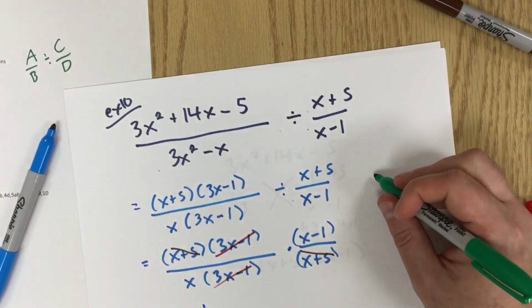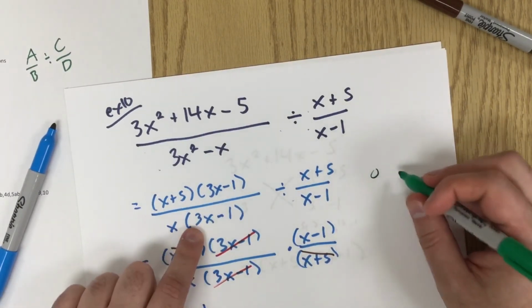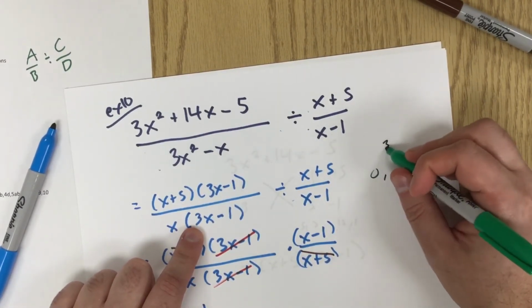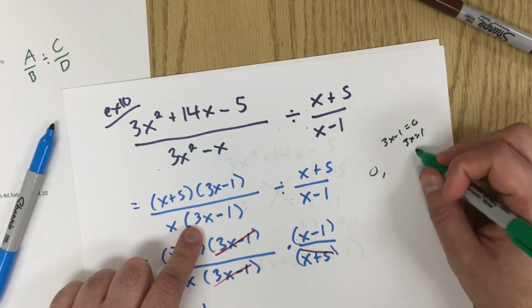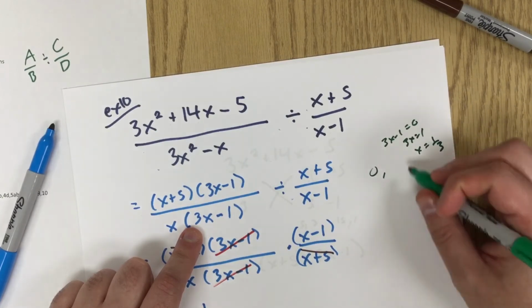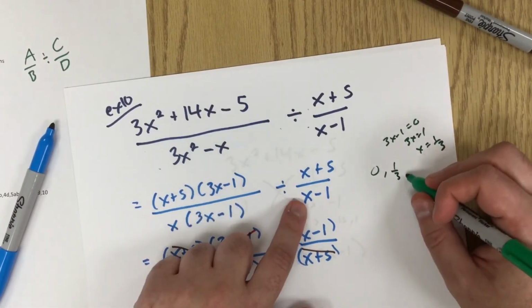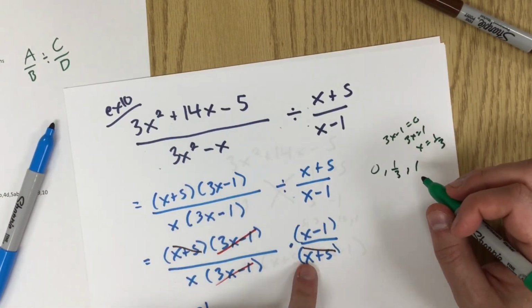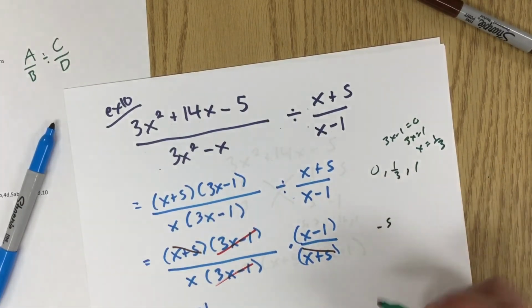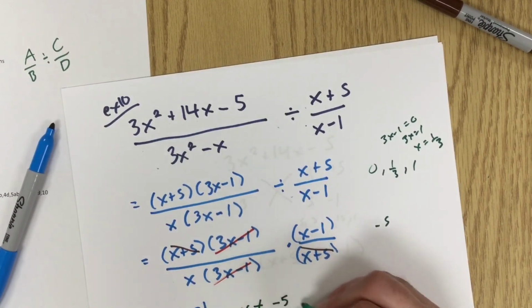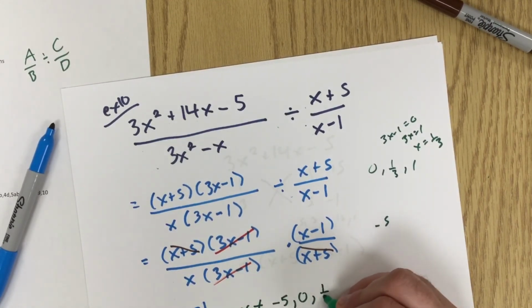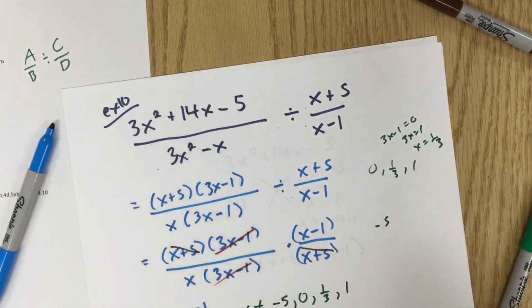Over here, restrictions are going to be, this can't be 0. 3x minus 1 can't be 0. So 3x can't be 1, so x can't be a third, positive a third. x can't be 1. And over here, we also have a minus 5 that it cannot be. So putting it all together, we find out that x cannot be negative 5, 0, a third, or 1.